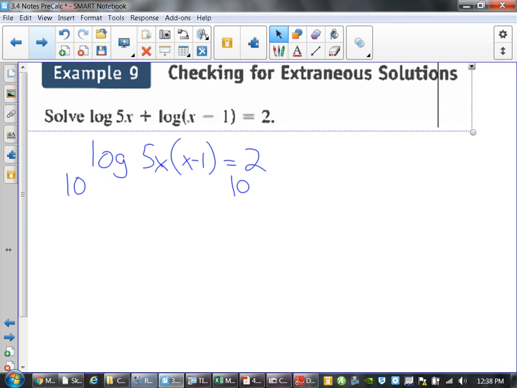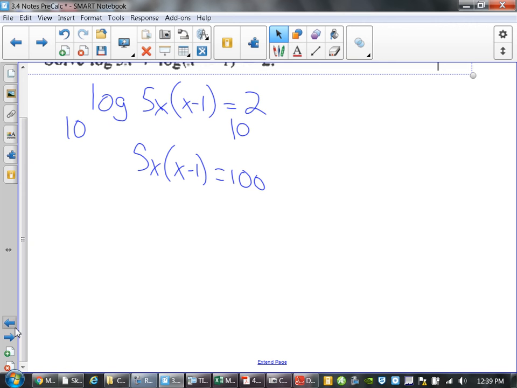You won't distribute 5x. I'm not there yet. Because now I have 5x times x minus 1 has to equal 100. And now I'm at the point where I have to distribute. Okay, so you do distribute? Now you will.